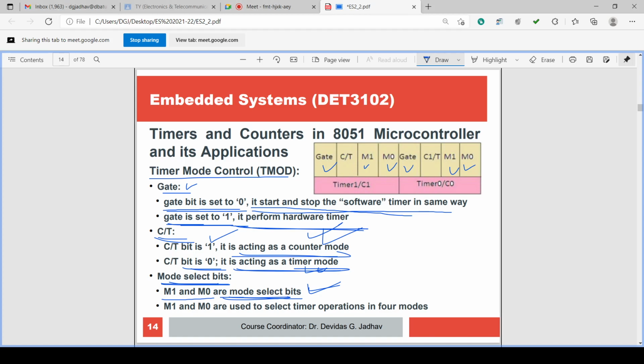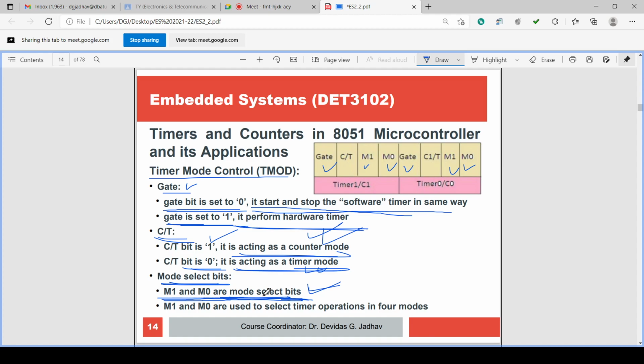What are the mode select bits doing? They are acting combinedly. They are utilized combinedly. As these two bits are set combinedly, they will have obviously 4 combinations: 00, 01, 10, 11. So M1 and M0 are the mode select bits. With these bits we can select the mode.